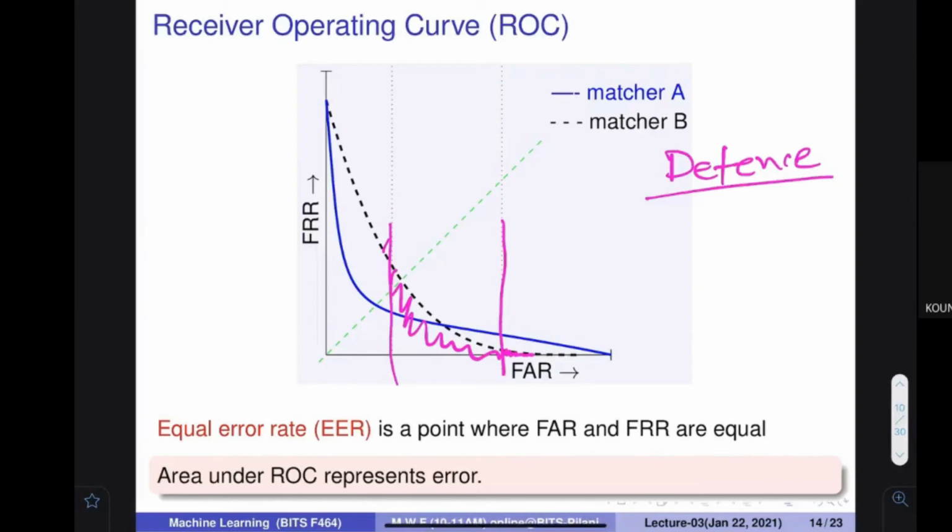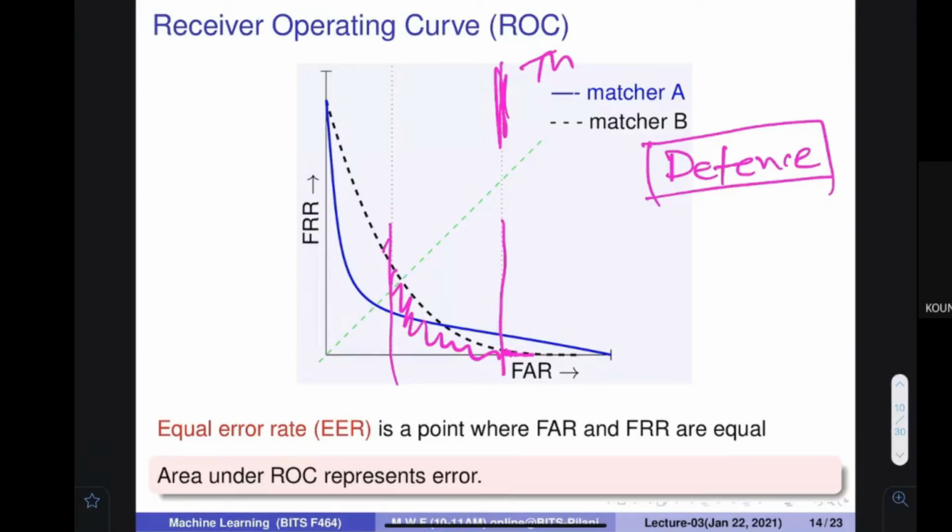In the defense system, I don't want to let anybody enter who is wrong. So for the defense system, my threshold should be high. Make sense? Say yes. For the defense system, my threshold should be high.